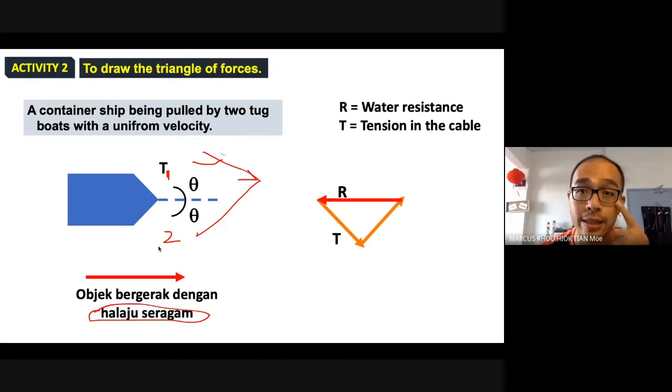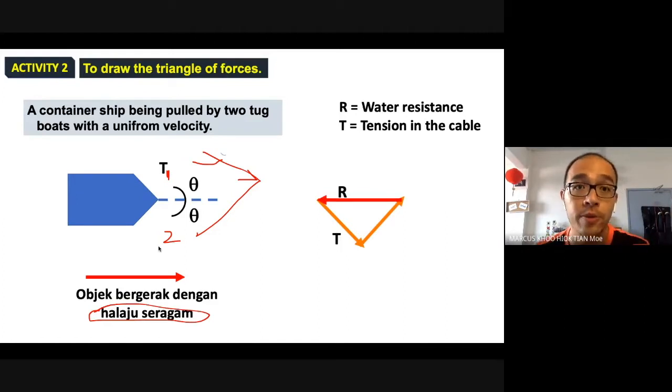Okay, so I hope that yesterday you can differentiate between the triangle of forces when the forces are in equilibrium, and the triangle of forces when you need to calculate the resultant force. Okay, dia punya peraturan adalah berlainan. And then of course we looked at the concept of forces in equilibrium.